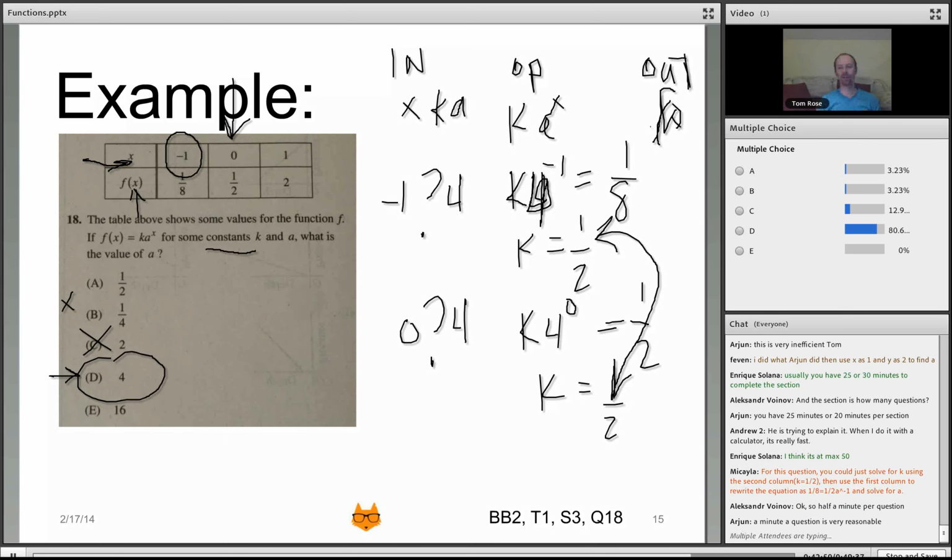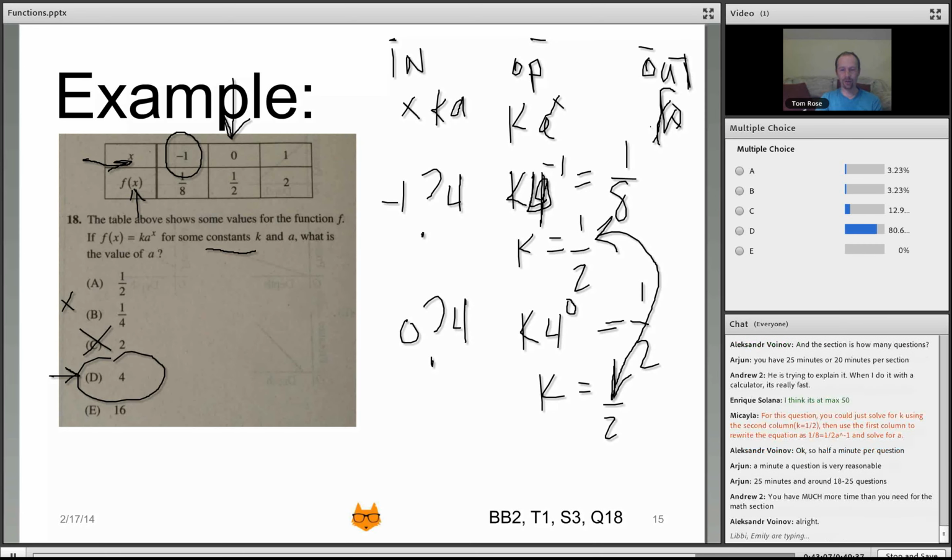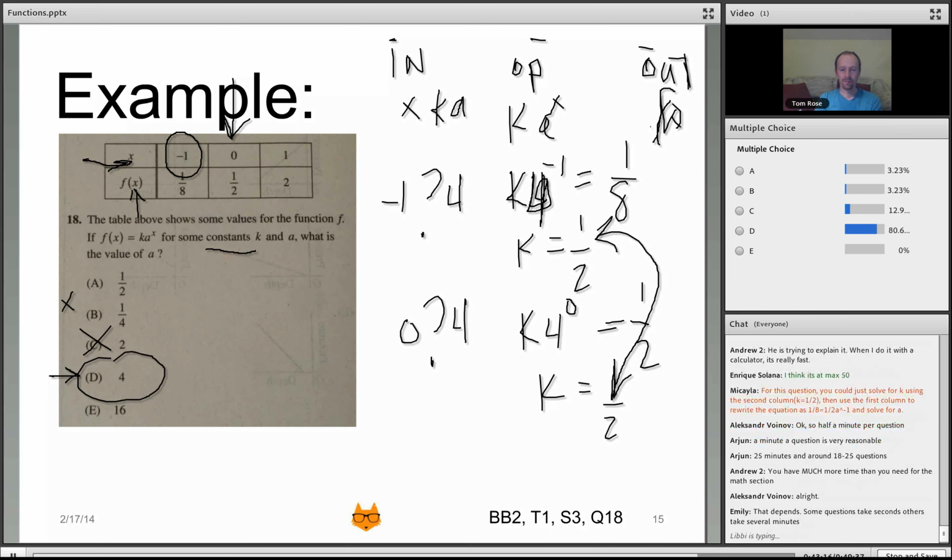Oof. Okay, so that is a really difficult problem. So how do we make this manageable? You keep track of your input, your operation, and your output. Michaela, great advice down there in the chat window. She has a shortcut proposed. You could solve for K using the second column no matter what. And why does that work? Well, notice that A is always raised to the 0 power in the second column, right? So if x is 0, A will always be raised to the 0, which means you can solve for K: K must equal 1/2.